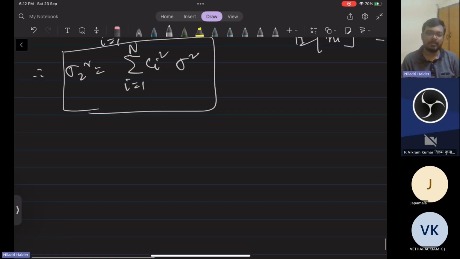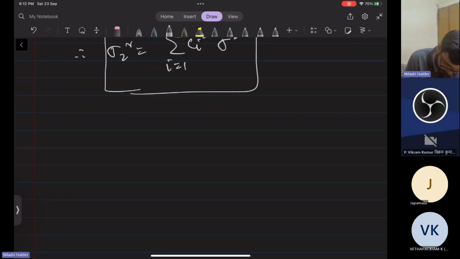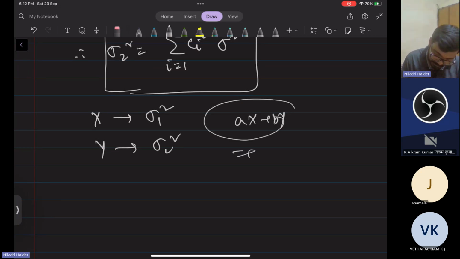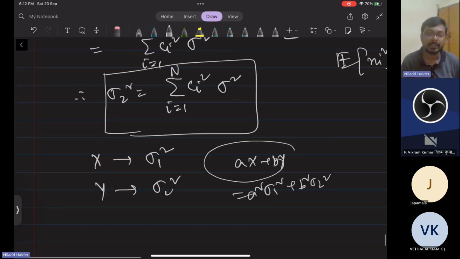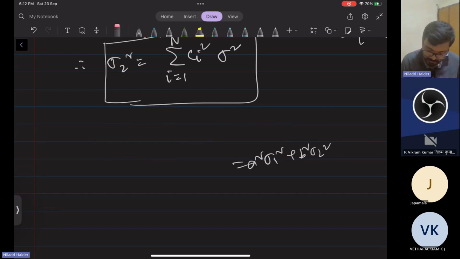This is nothing but it is also following the standard rule. Suppose x is a random variable with variance sigma 1 square, and y is another random variable with variance sigma 2 square. Then what should be the variance of ax plus by? That will be a square sigma 1 square plus b square sigma 2 square. So it follows this same rule; I have just solved it in a different way.